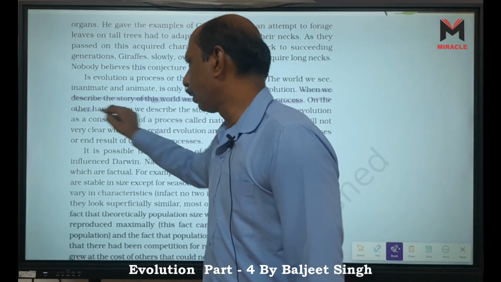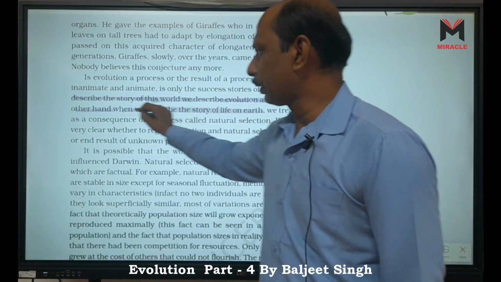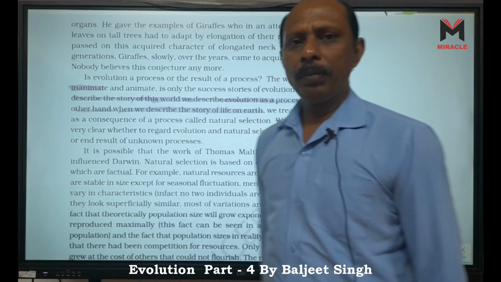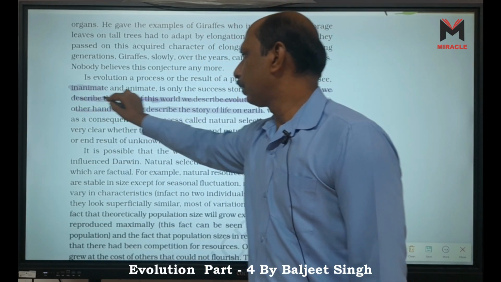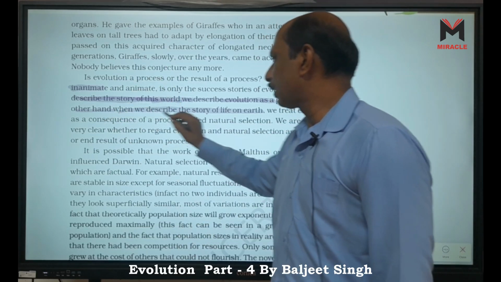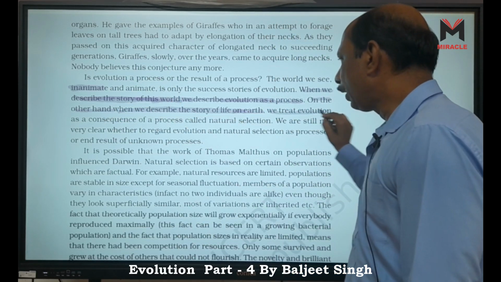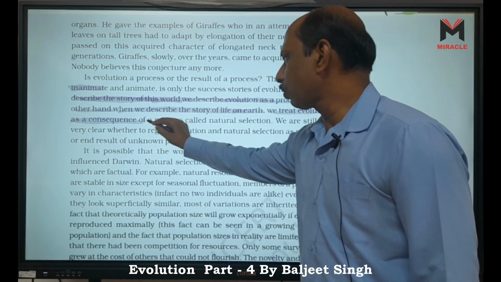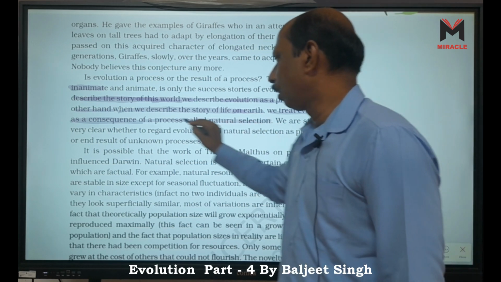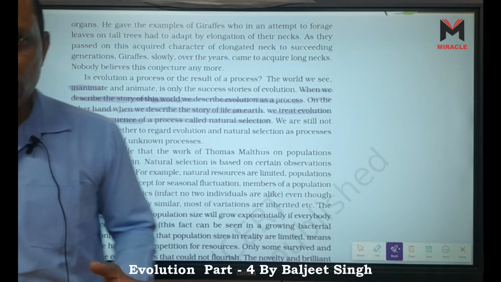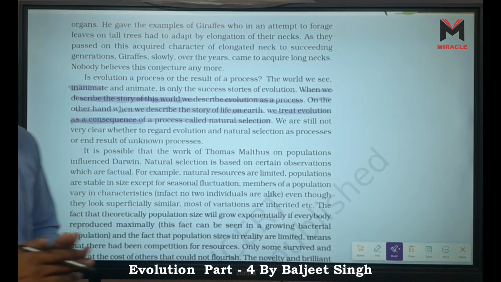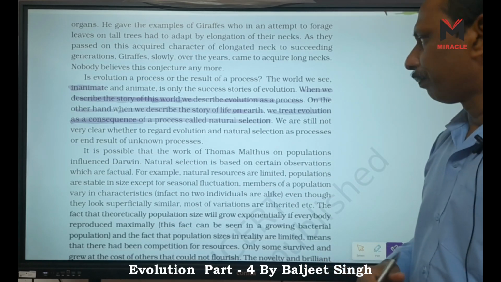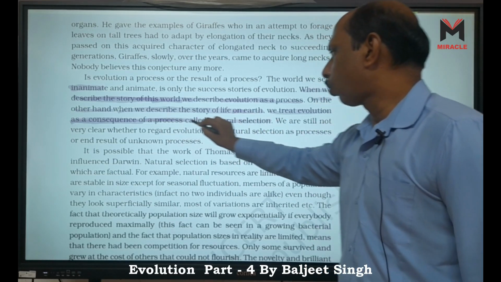On the other hand, when we describe the story of life on earth, the second thing, life. Inanimate means without life, that means the story of this world. Animate means when we describe the story of life on earth, we treat evolution as a consequence of a process called natural selection. Because the animals which are present today are selected by nature, or because they proved themselves fittest, that's why they are surviving. So this process is called natural selection.